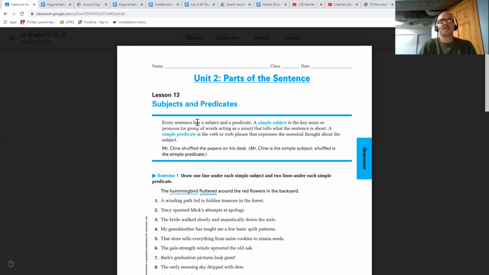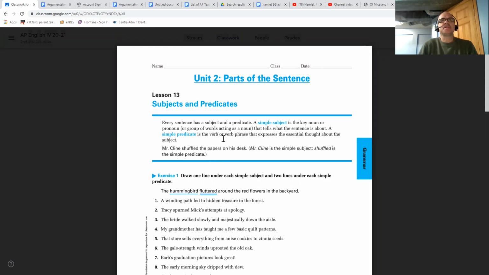So every sentence has a subject and predicate. We know that, and the simple subject would be the key noun or pronoun or group of words that act like a noun. You could have something called a gerund phrase, for instance, which could act like a noun, even though it's just not a noun. This tells what the sentence is about. It's the doer, the giver of the action.